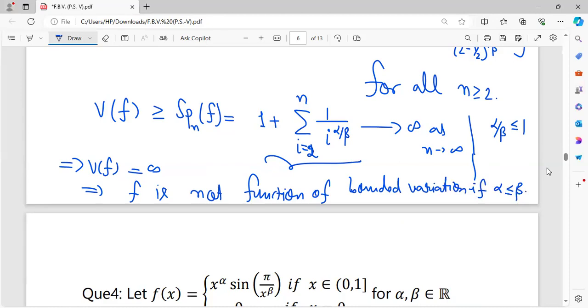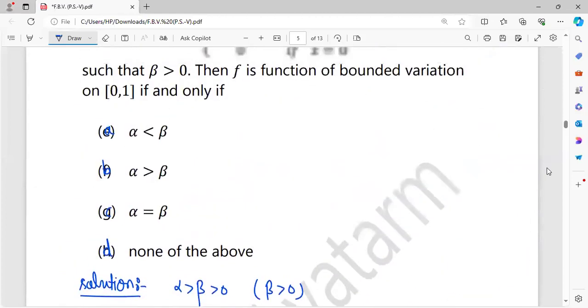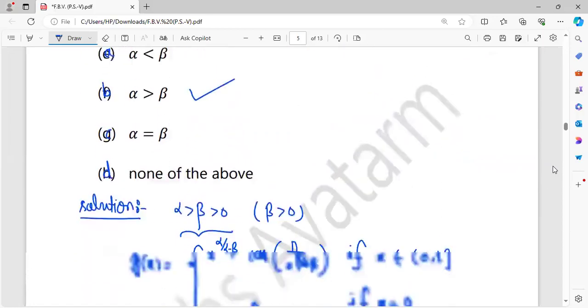So now check which options are correct. If alpha is less than beta, it is not a function of bounded variation. If alpha is greater than beta, it is a function of bounded variation. If alpha is equal to beta, it is not a function of bounded variation. None of the above. So which option is correct? Option D is correct.